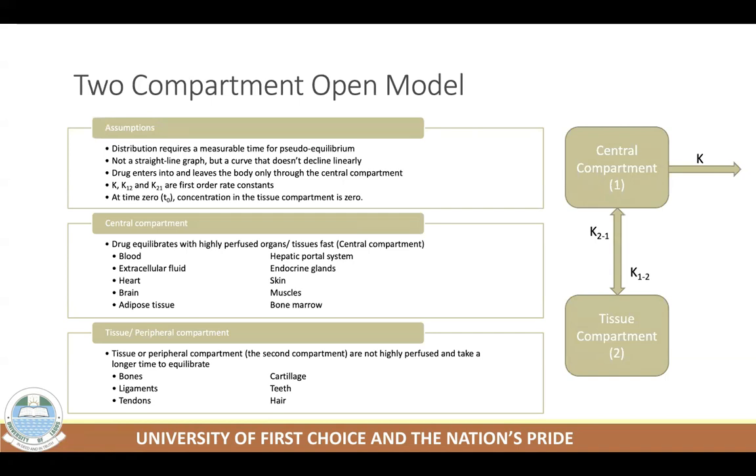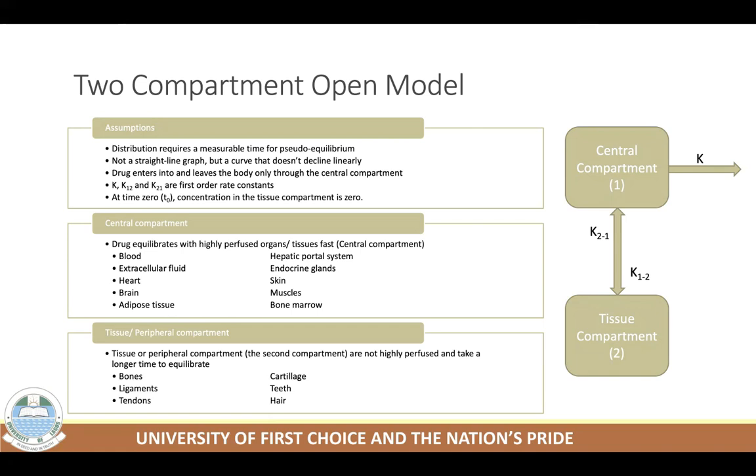A bolus dose of such a drug would give a plasma level curve on a semi-log paper which does not decline linearly as you would expect for a one-compartment model. You remember that on the one-compartment model, our plot was a straight line graph that declined linearly. Now, for this other plot, you will find a biphasic character. So it becomes necessary to add another compartment to justify what is happening in the second phase of the plot.